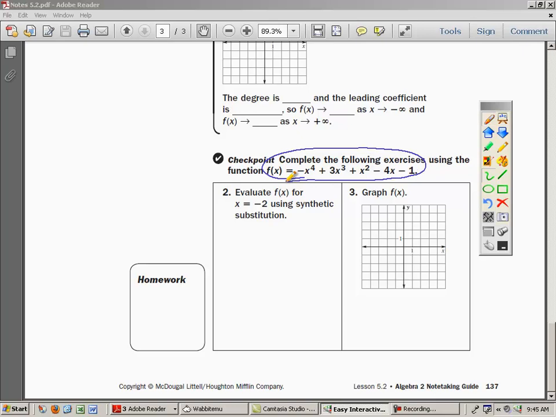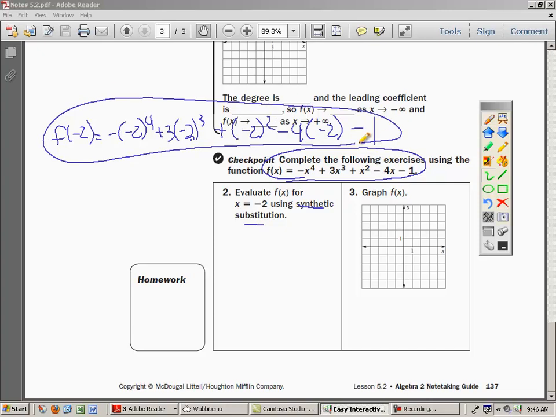The first thing we want to do is evaluate f of x for -2 using synthetic substitution. Now the old way with direct substitution would tell you to make this negative of -2 to the 4th plus 3 times -2 to the 3rd, plus -2 squared minus 4 times -2 plus... that's a lot of work, right? And there's a lot of places we can screw up with a sign. So instead of doing that, we're going to use our idea of synthetic substitution.